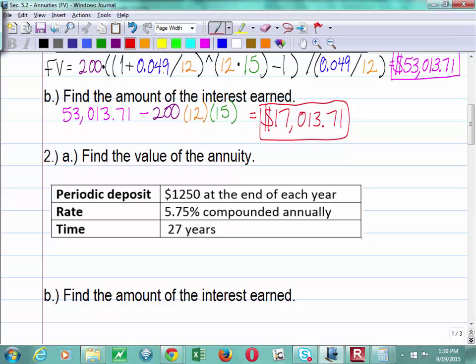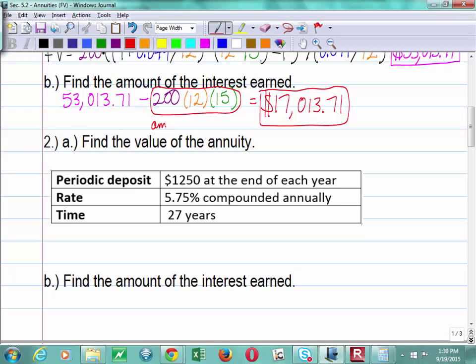Because this right here represents the amount of deposits. So if they asked you what was the amount that came from the actual deposits, you just multiply 200 times 15 times 12.